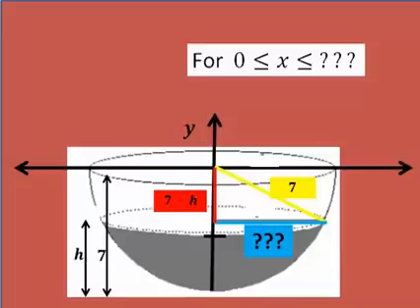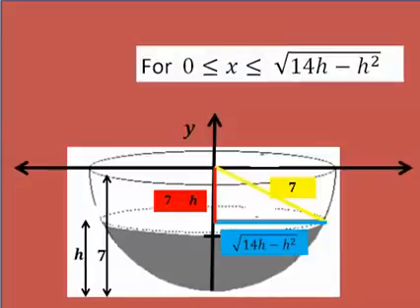Alright, so what is the length of this blue line? The length of the blue line gives us the upper bound of x. And that involves the Pythagorean theorem. You're going to have to use a little bit of algebra there as well. And I get this for the length of my blue line. And that gives me my upper bound. Okay, so I have the range of x.